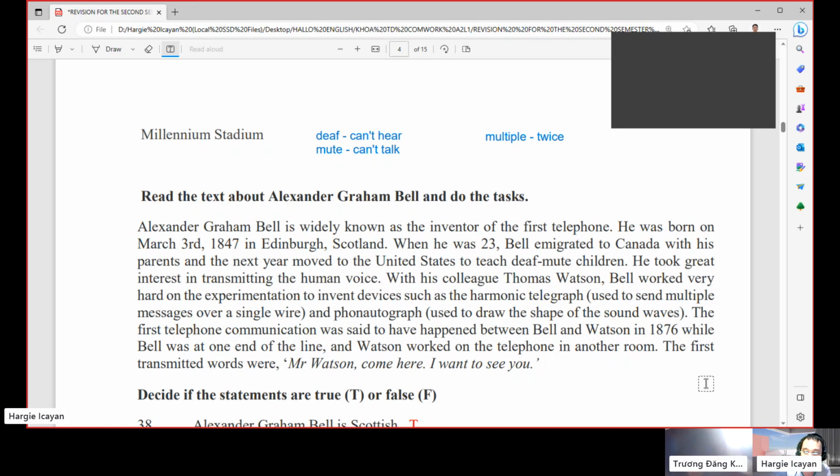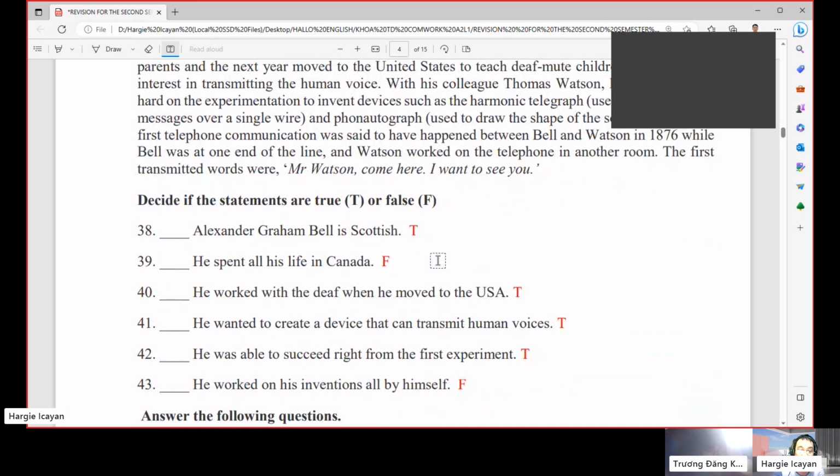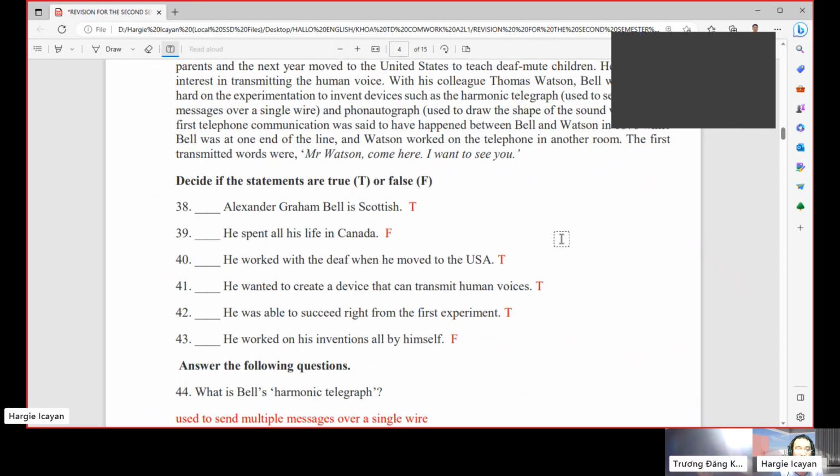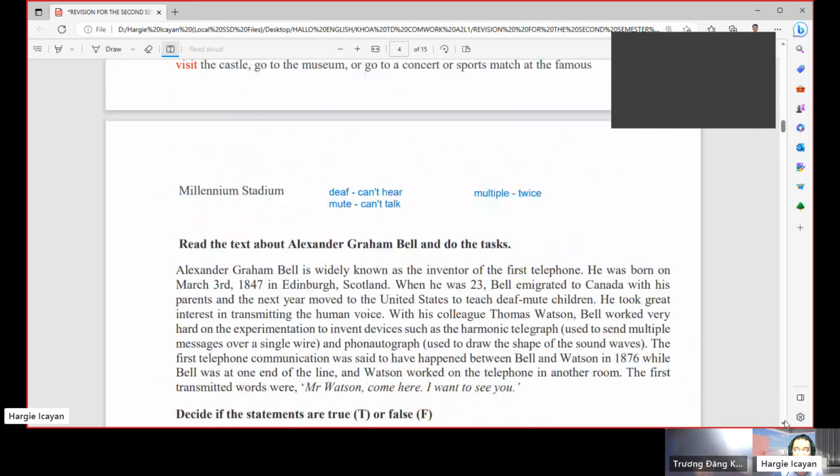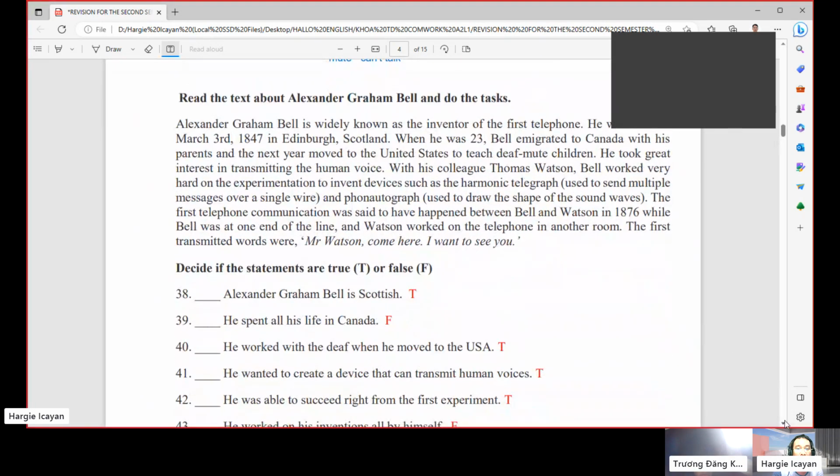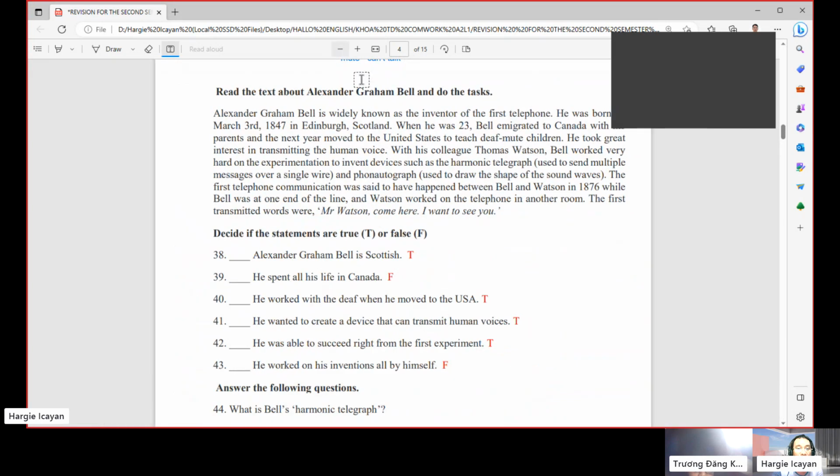Now let's try to answer this one. Actually, I already answered this one, right? Now defend your answer. I want you to defend why it is true and why it is false. Question number 38.